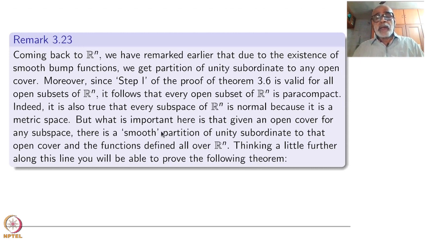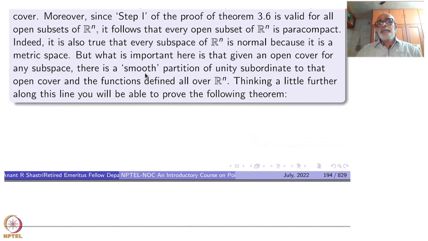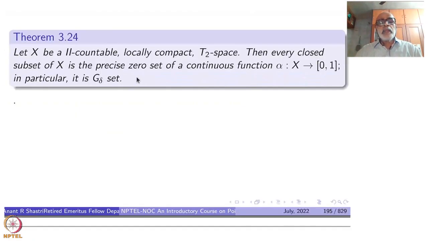But what is important here is that given an open cover for any subspace, there is a smooth partition of unity subordinate to that open cover, but the functions are all defined on the entire Rn, not on just that open subset. Thinking a little further along this line, you will be able to prove the following theorem. I will get it as a corollary to whatever we have done so far. All this remark is for getting such a motivation from Rn. Theorem: let X be a second countable locally compact Hausdorff space. Then every closed subset of X is the precise zero set of a continuous real valued function.